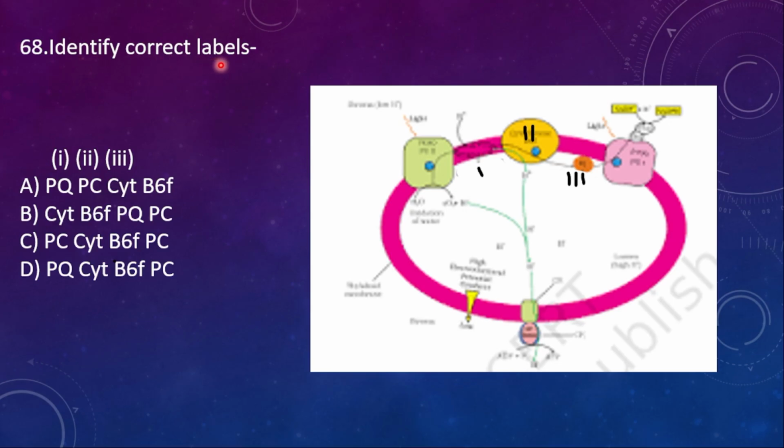68. Identify the correct label. Here they have given 1, 2 and then 3. Among them, if you know any one, you can easily identify. So here 1 is cytochrome b6f, and then last one is plastocyanin. This is plastoquinone, which is the first acceptor. So the right option is option D.